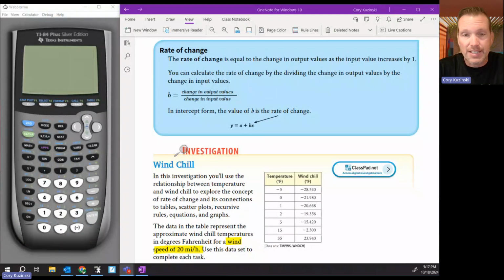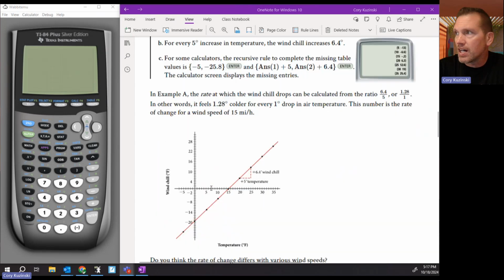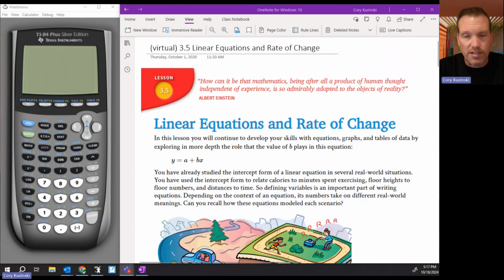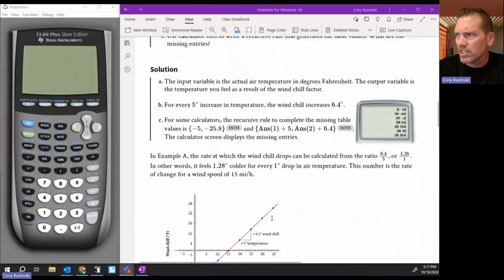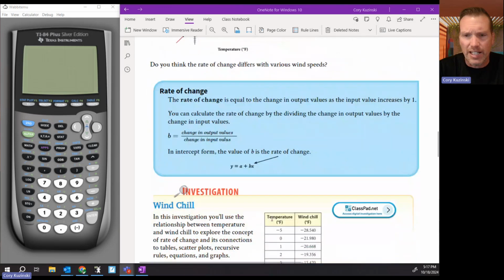Today we're going to do lesson 3.5, constant rate of change and linear relationships. Linear equations and rate of change. I think I'd pause the video right now, read page 199. Maybe it goes into 200, everything right up until the investigation. So let's do that. Pause the video, read page 199. Go.